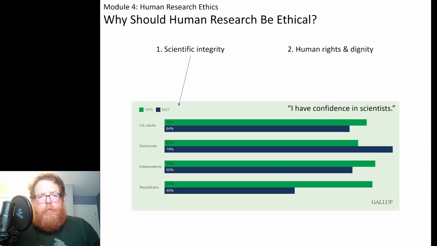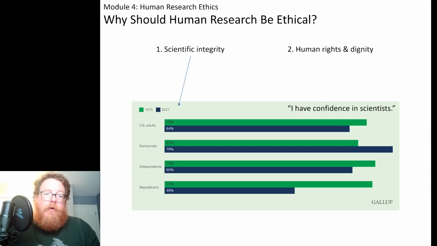So this is, I think, one reason why we need to do ethical research with humans: to help preserve and build back this concept of scientific integrity, because science has served us very well for many centuries. It's important that we don't allow scientific integrity to erode, because if people lose faith in science, then they start to lose faith in medicine, they start to lose faith in technology. We just start witnessing this backsliding of humanity, I think, if we start to lose scientific integrity.